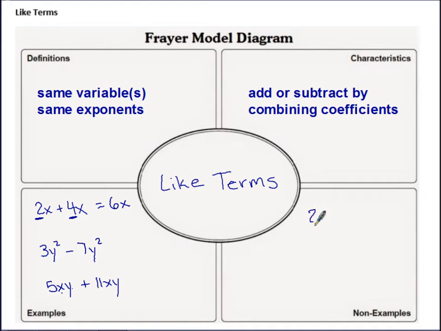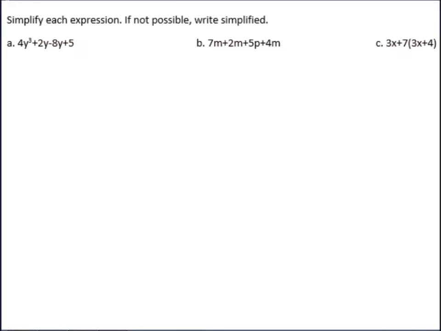Some non-examples, some things that are not like terms. 2x plus 4y. We can't combine those because this term has an x, this term has a y. Can't go together. If I had 3x squared plus 6x. Not like terms. They both have x's, but this one is x squared and this one is just regular x. So they can't be combined. All right. Then if we had something like 3xy minus 4xyz, okay, again, these would not be like terms because they don't have the exact same variables. This one has a z and that one does not.